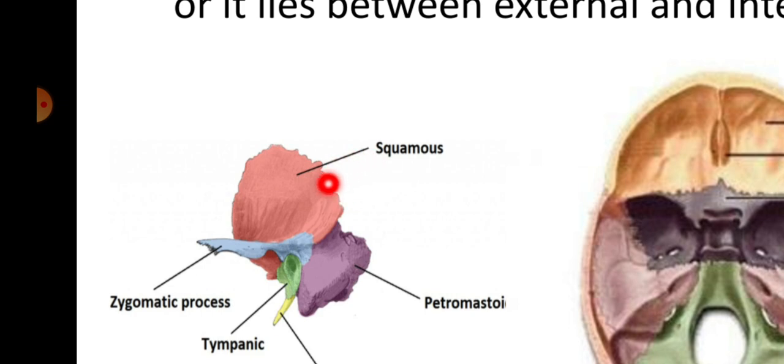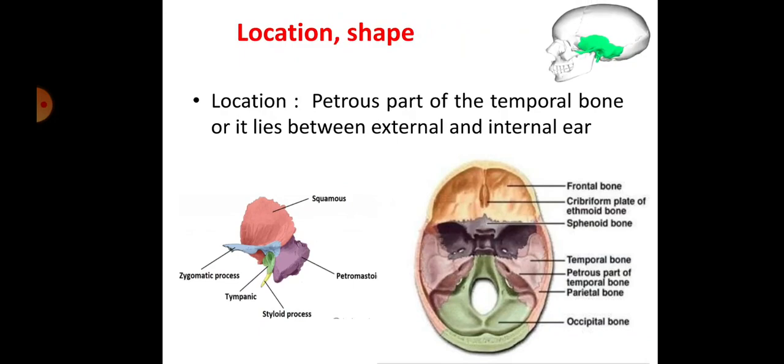Similarly, on the internal surface there is another triangular projection, which I am showing in this picture. This is the area where the triangular projection is present. This part is called the petrous part of the temporal bone. Inside this petrous part of the temporal bone, our middle ear is situated. If you break this part, you enter the middle ear, and the internal ear is also situated in this area. So try to remember that the middle ear is situated in the petrous part of the temporal bone.